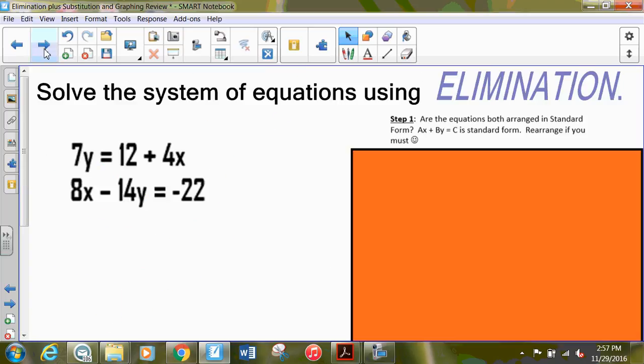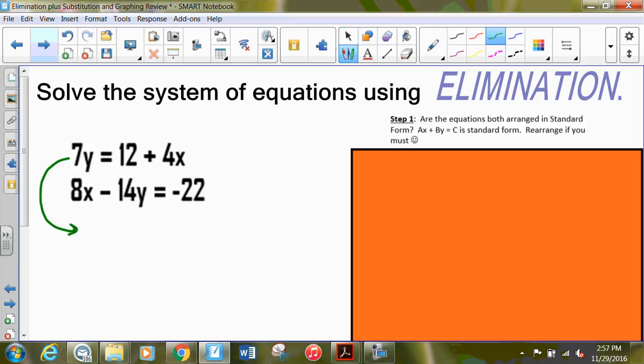Okay, so, oh my goodness, this is the first time we're going to have to do step 1. Step 1, it says, are the equations both arranged in standard form? Well, the second one is, but the first one isn't. So what we're going to do is we're going to take the first one and rewrite it. I know that I want to move that 4x and make him be on the left side of the equal sign. The only way I'm allowed to move anything is if I do the opposite. So I see 4x, and if I move it, I'm going to be subtracting 4x.